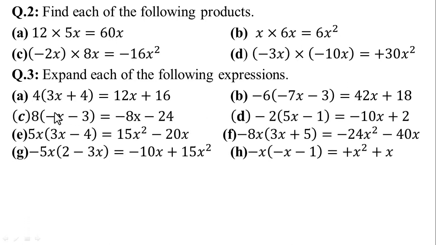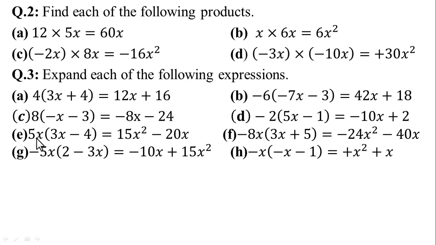Now in part C, 8 into minus x minus 3. So 8 is multiplied by minus x, minus 8x, minus 8 threes are 24. In D part, minus 2 into 5x minus 1. Minus 5 twos are 10x, minus minus plus 2 ones are 2.